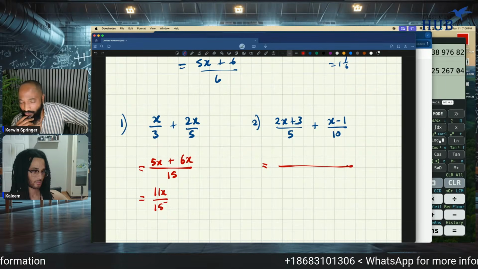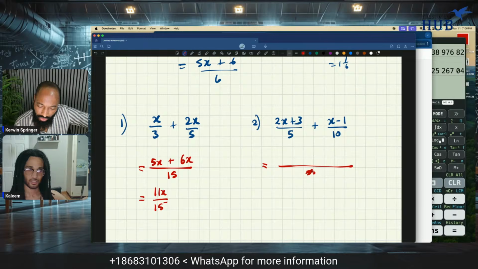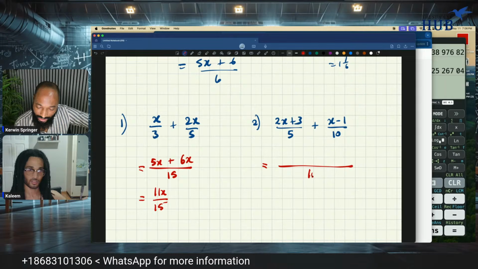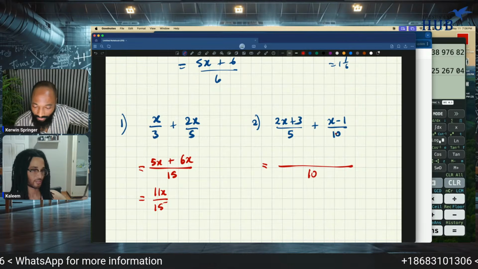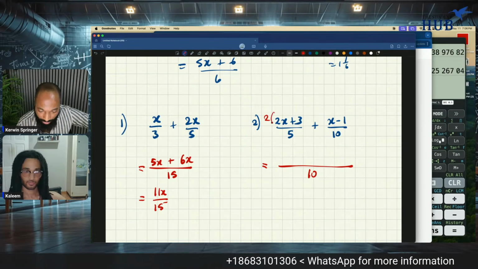What will be the LCM for this one? Don't just put 50 here, because you might say multiply it, but no. You could just put 10. Because 5 could go into 10, so you put 10. And 5 could go into 10 2 times, so you'll end up multiplying this by 2.